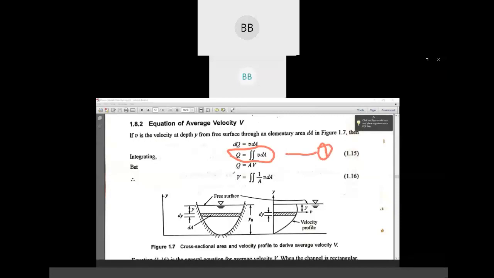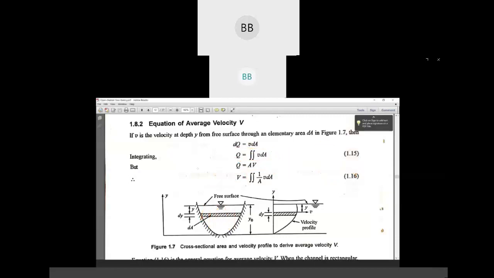Then if you want to find out the discharge for the whole cross sectional area, we can simply take discharge equal to area into velocity. So again, we are going to equate both equations. So velocity will be 1 by A integral of v dA. First we are going to find out the velocity using this equation.